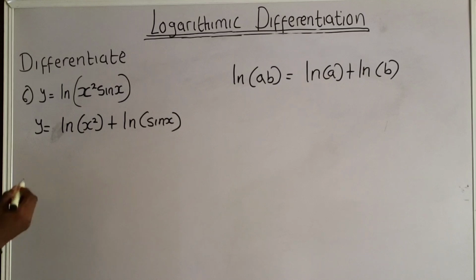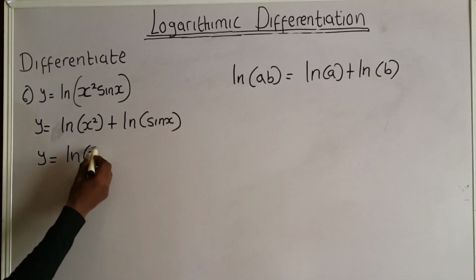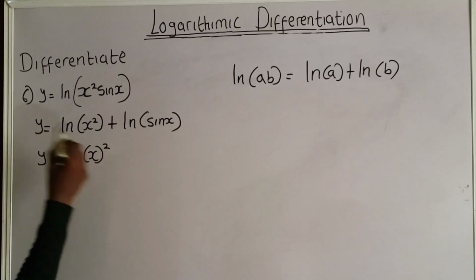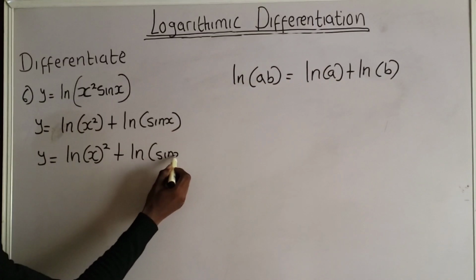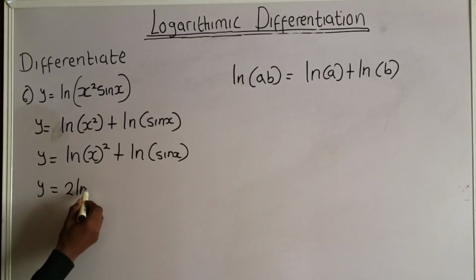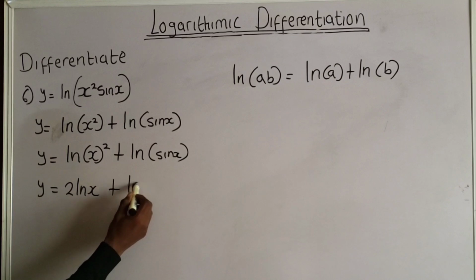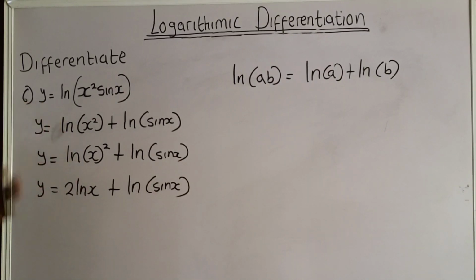However, you can also proceed and say y is equal to the natural log of x raised to the power of 2, plus the natural log of sine x. You can also proceed with 2 ln x plus the natural log of sine x. We have decomposed this function. Now, let us find the derivative of this function.